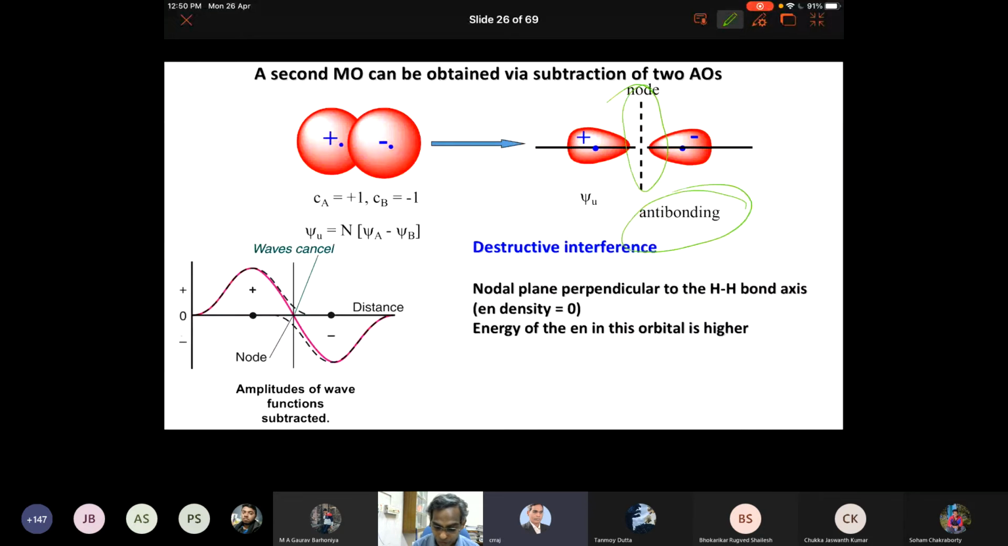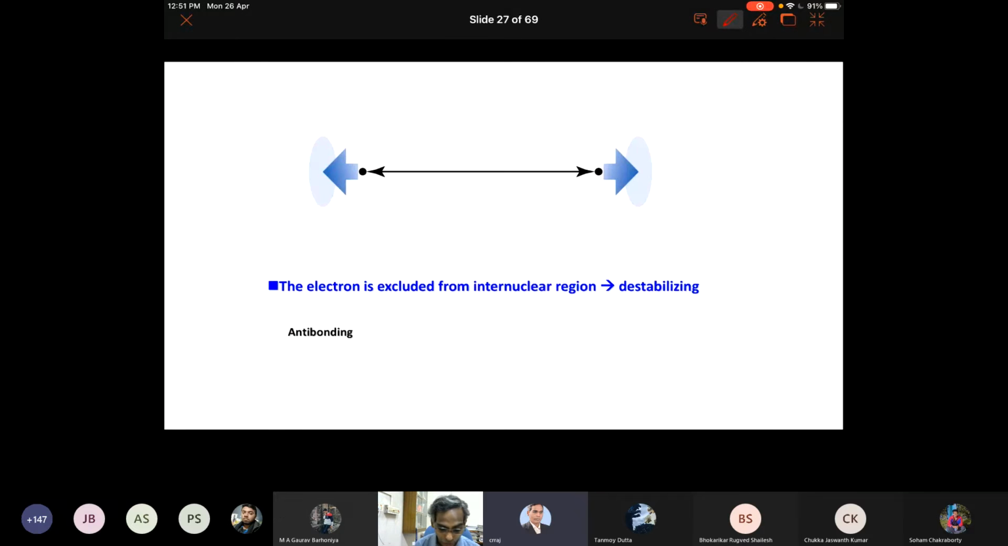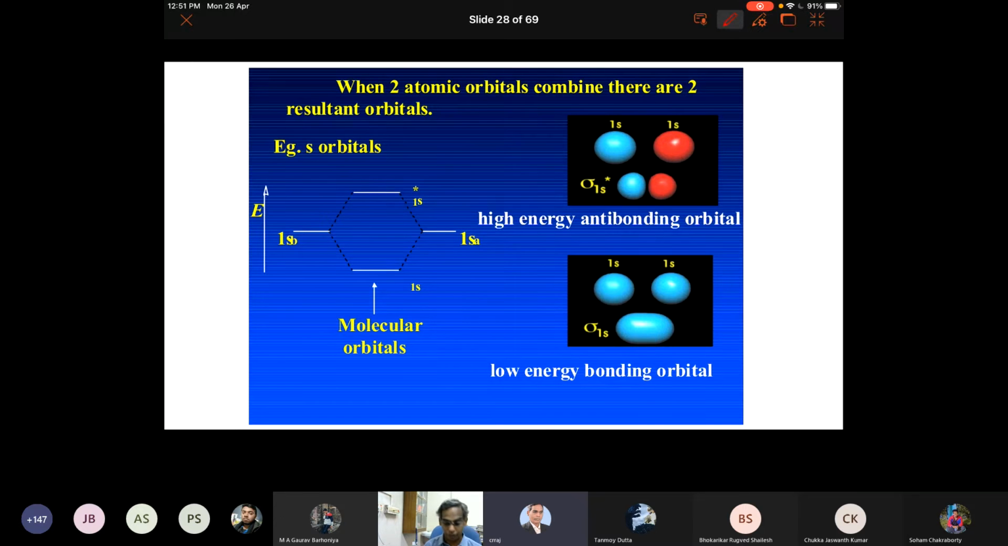Now what we have is a destructive interference. I hope you got what I mean by destructive interference. A nodal plane is there, right? Nodal plane perpendicular. The energy of the electron in this orbital is higher. Now you can see here they cancel each other. Then mathematically we represent it here. Again, the electron is excluded from the internuclear region. Basically what we say is that it is destabilizing.